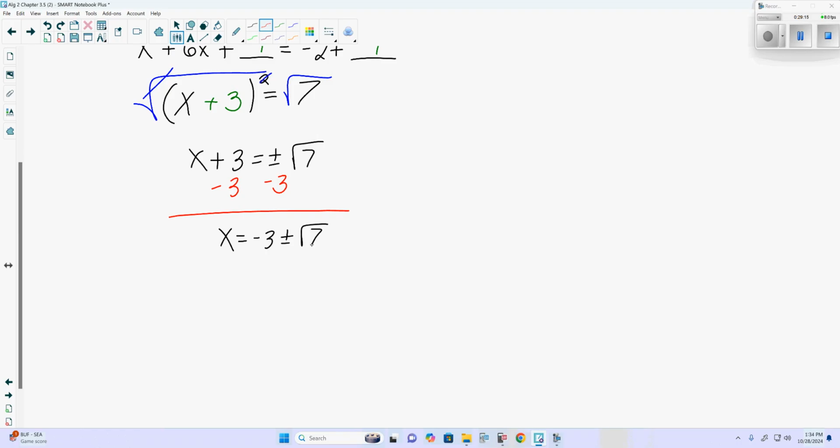Now, negative 3 and the square root of 7 are not like terms. We can't add or subtract them, mainly because the 7 has a radical, the 3 does not. They aren't the same radical, so this is as far as it goes. This is as far as we can take it here.